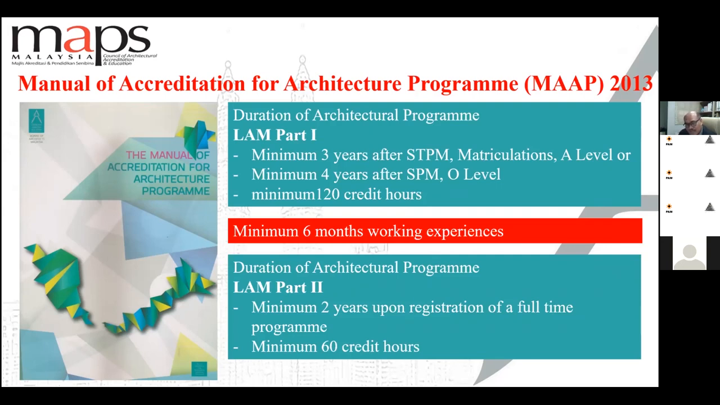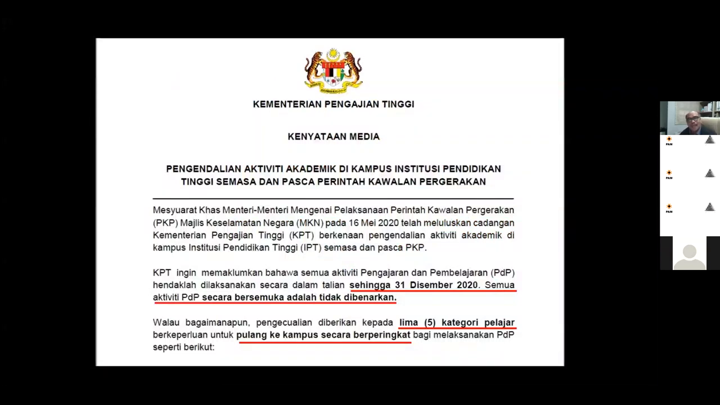But after they finish their Part 2 program, they have to cover back that 6 months, meaning after they graduate, they have to work 6 months. And after that, they can register as architecture graduate to top up that 6 months of missing experience.